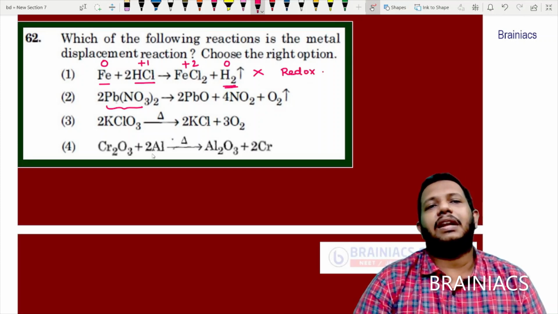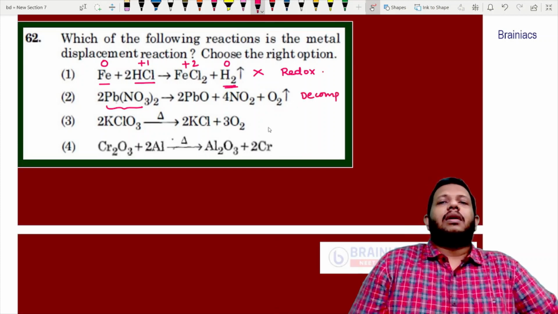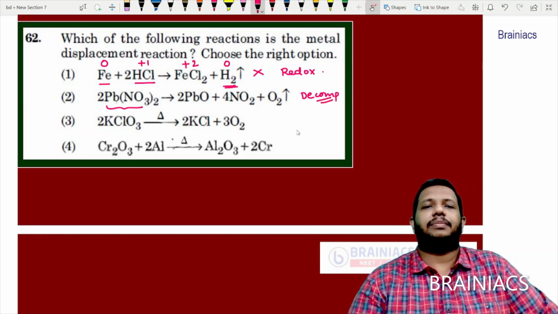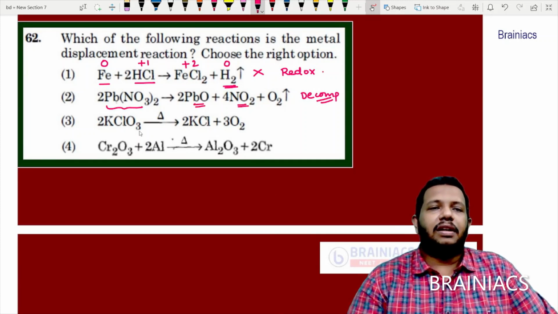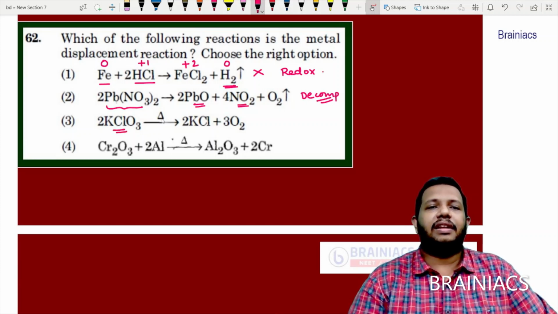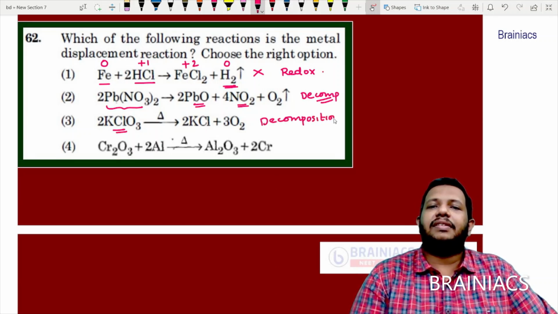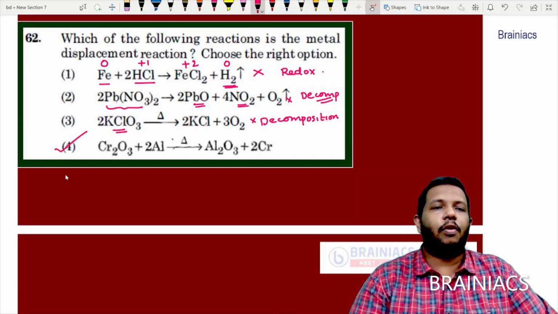So this is nothing but a redox reaction, but they are asking for a metal displacement reaction. Next one, they have given a decomposition reaction, Pb(NO3)2 giving PbO and NO2. It is a clear case of decomposition reaction. Lead nitrate is getting decomposed to lead oxide, NO2 and O2. The third one is KClO3, which on heating is getting decomposed. So it is also a clear case of decomposition reaction. So I can easily say these three options are not the correct answer, so surely option 4 will be the correct answer.